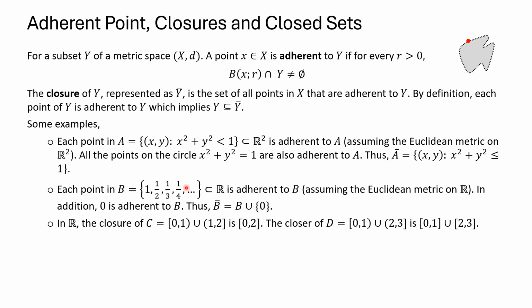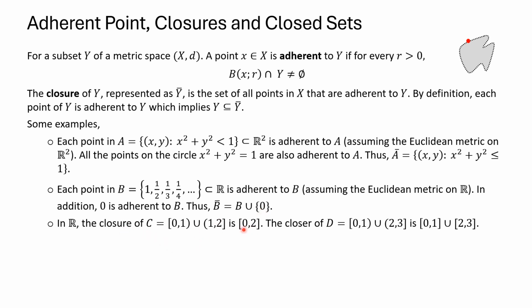But we also have another point that's adherent to B, and that's zero. Because this sequence is converging to zero, no matter how small an open ball you put about zero, you're going to include some points from B. And so 0 is also adherent to B, and the closure of B is B itself, union with the point 0.